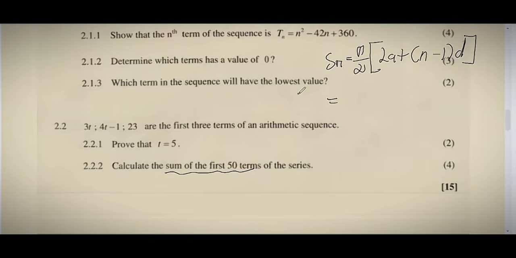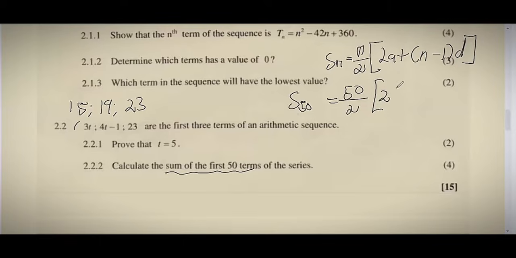Now, sum of 50, we say S50 is equal to number of terms, that's 50 over 2. Then what is a? Our a value here, remember, we just calculated t. So we can rewrite this as 3 times 5 here. That's 15. And then if we say 4 times 5 minus 1, that's 19. And then we have 23. So these are the terms that we have there.